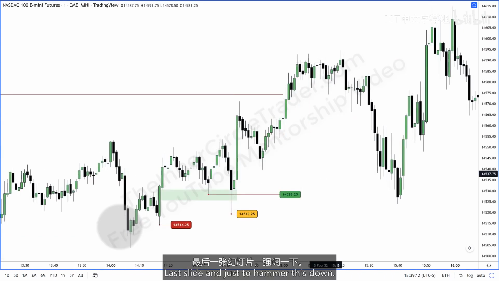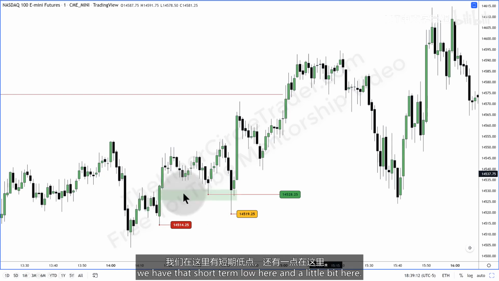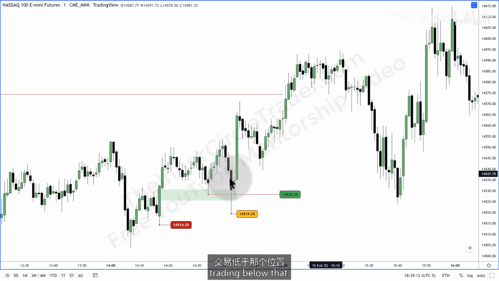Last slide, and just to hammer this down. This is zoomed in on a 1 minute chart. Swing high, broken, fair value gap right there. And we have that short-term low here. I've noted it here. So that's where you would be basically entering with that idea. Trading below that is where the sell stops are. Trading below that. Now it goes below that.